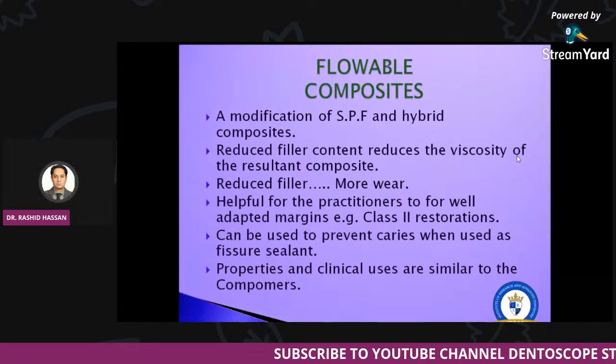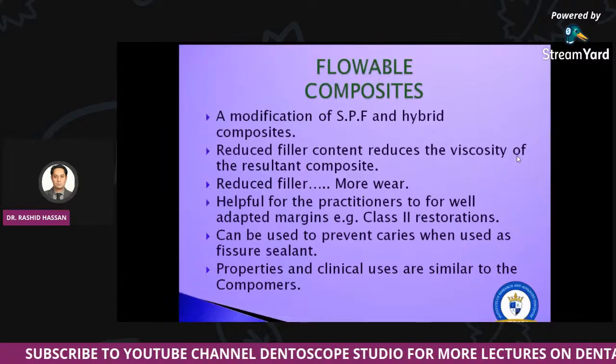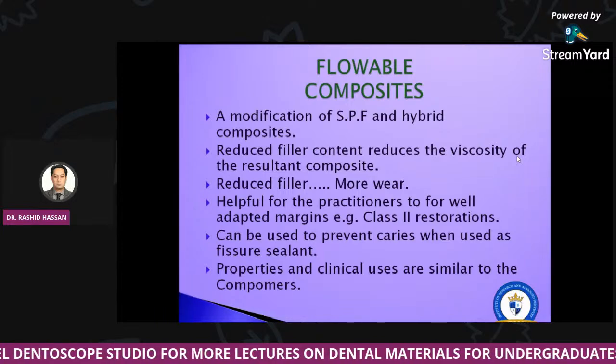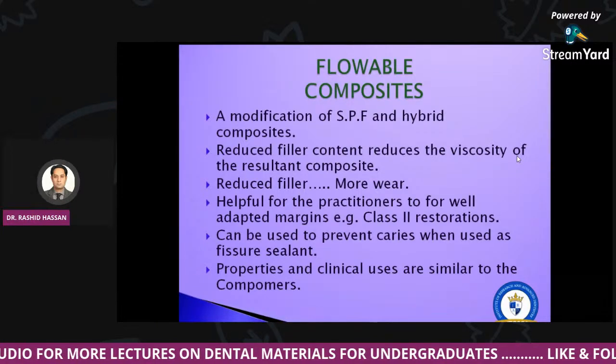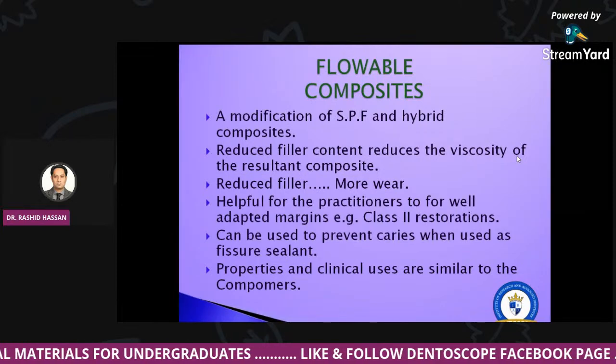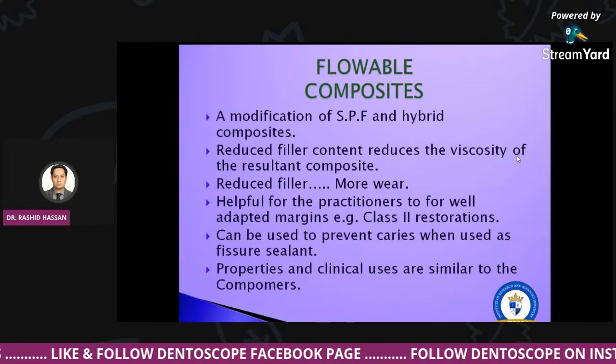For pit and fissure sealants they use the flowable composite, because there are some patients in which pit and fissure caries is a major problem. So we can do the pit and fissure sealants with the flowable composite. Then coming to the properties and clinical uses, they are similar to the compomers.